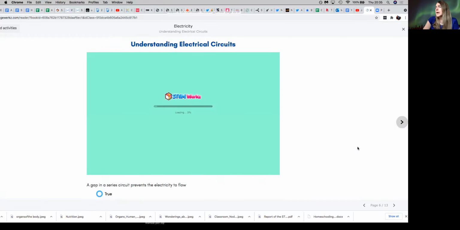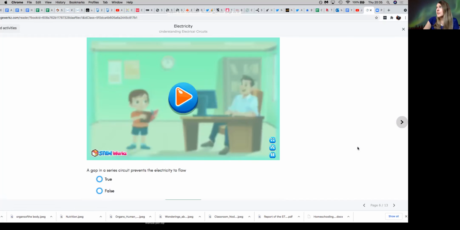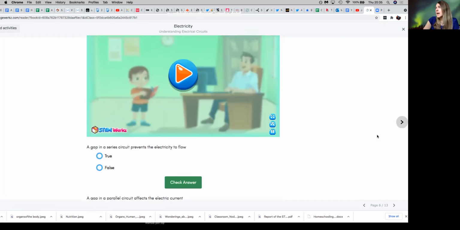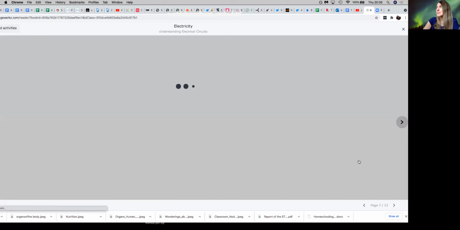So what happens when there is a gap in the series circuit, what happens to the electricity flow. And this is really working at the higher level for year 6. And then also looking at the gap in the parallel circuit. So you've got that comparison there, which is important for year 6.